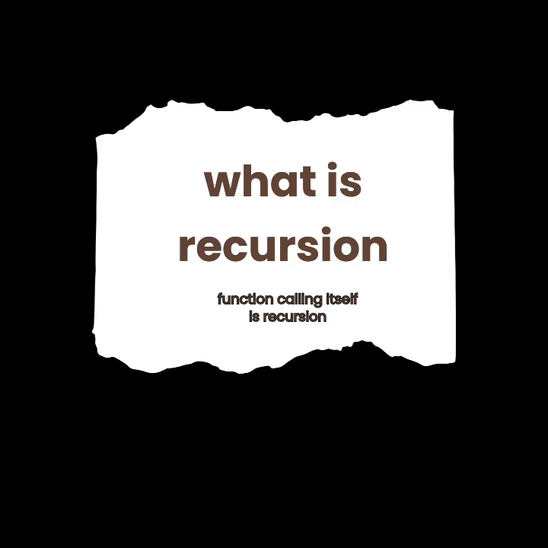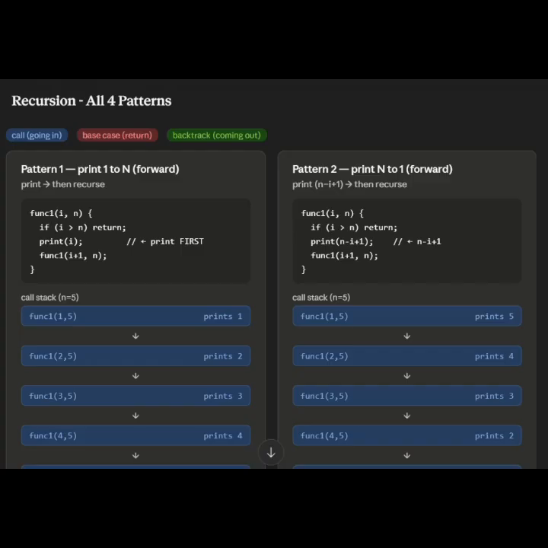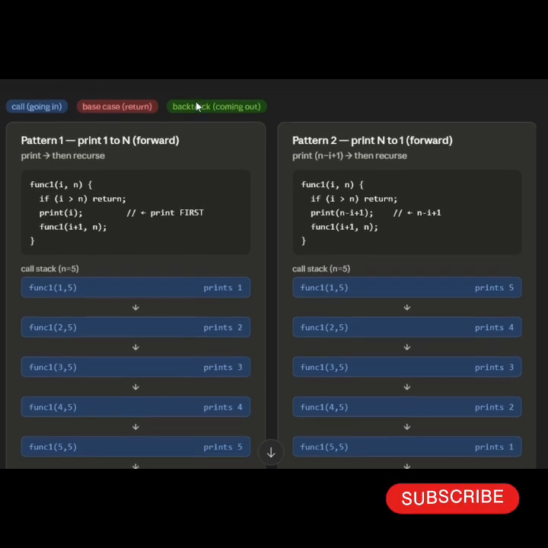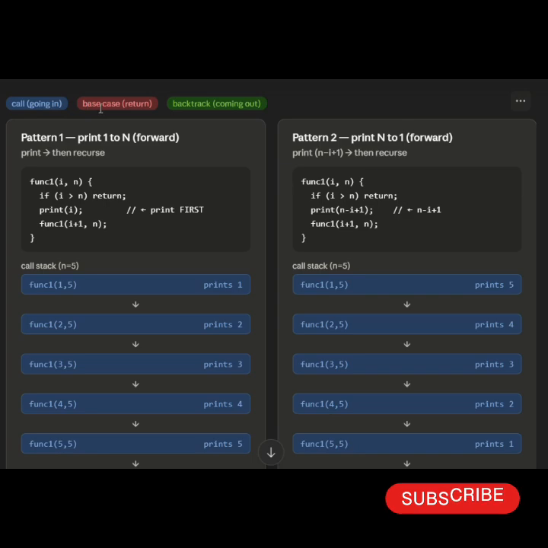What is recursion? A function calling itself is recursion. Calling multiple times and working on the same thing helps us to do it in the form of recursion. Recursion can be implemented in four patterns. So let's understand pattern 1, which is in forward manner, printing 1 to n.